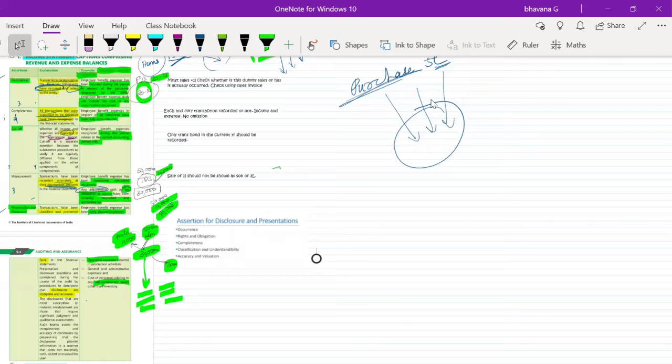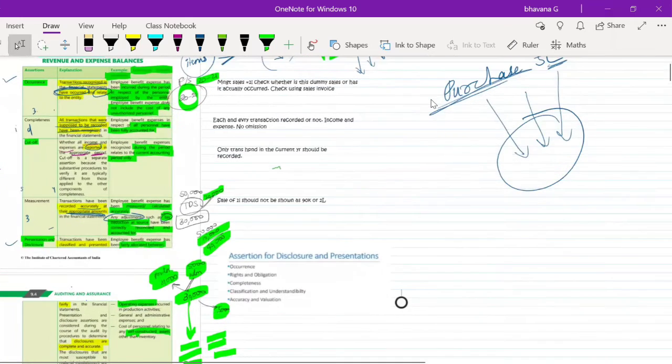And the final assertion is regarding presentation and disclosures. Okay, someone has told me for measurement, net purchases are recorded. Very good. Measured accurately and adjustments are reconciled correctly. Okay, very good, guys. Last is presentation and disclosure. So whatever disclosures you have to make relating to purchases, you can make. Whatever is important to make, that you can make. So these are the 5 assertions, guys.